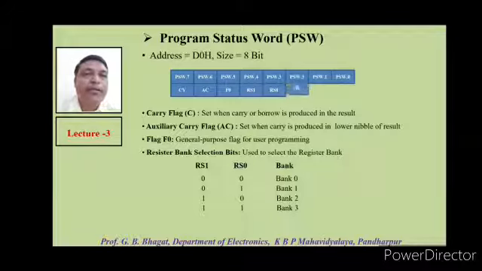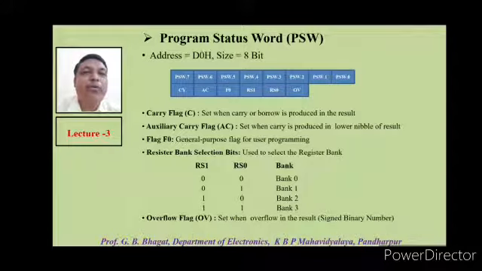The next bit, that is PSW2, is the overflow flag denoted by OV. Overflow means this flag will be set when overflow is produced in the result.